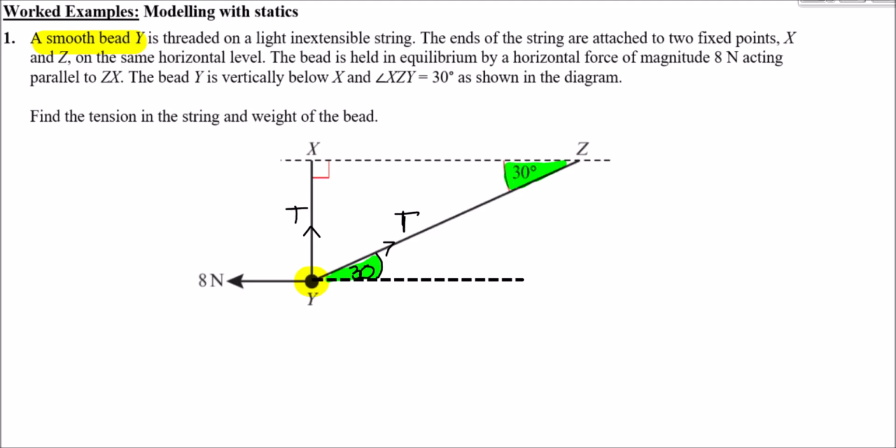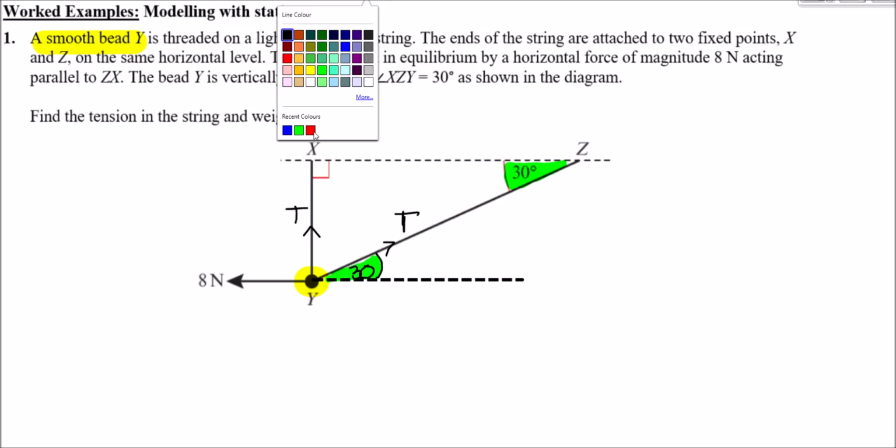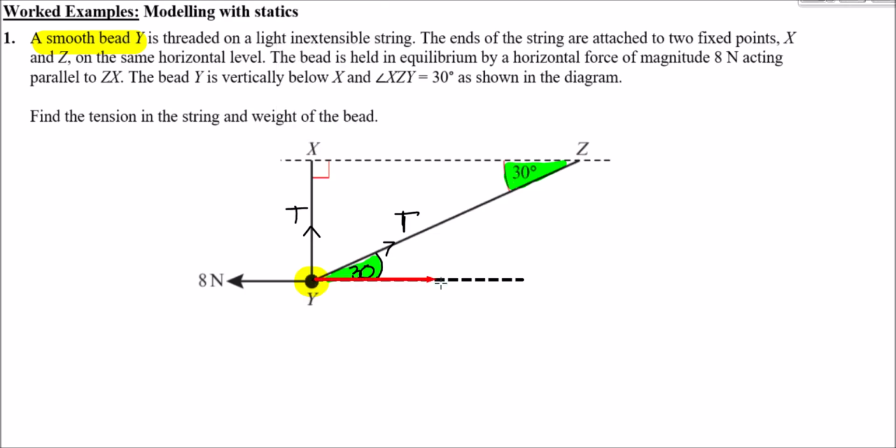So therefore for this one, the tension going adjacent and opposite like that, going opposite would just be T, the magnitude here, multiplied by sine of the angle, so T sine 30 going up. Going along will be T cosine of the angle, T cos 30. So we need to find the tension in the string and also the weight of the bead.